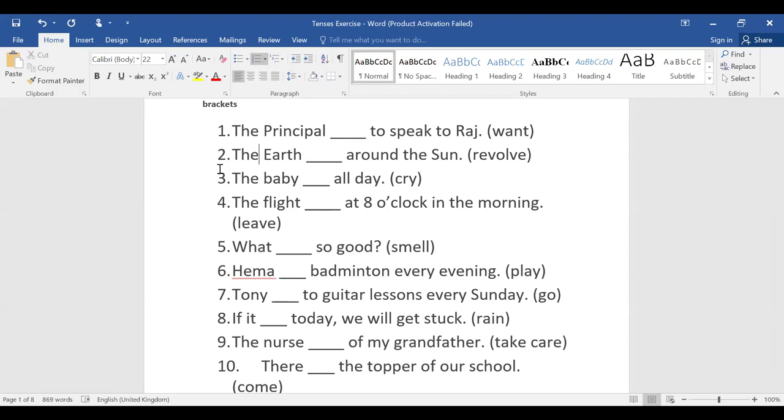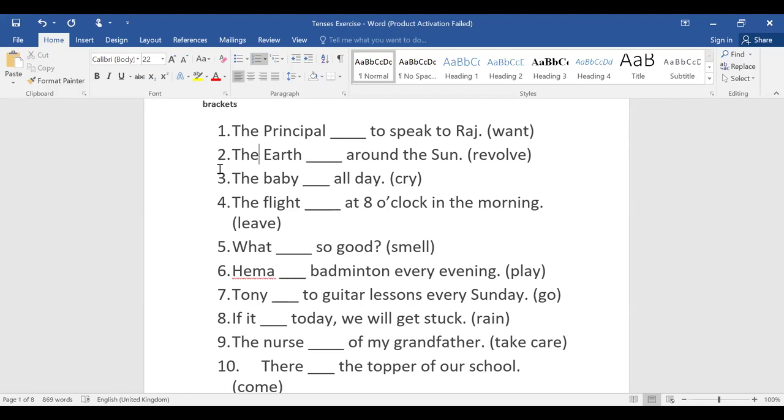So one, the principal dash to speak to Raj. Two, the earth dash around the sun, revolve around the sun. But revolve is incorrect. Put the correct form of revolve there. The baby cry all day. Now that sounds like a good sentence, but that is the wrong tense of cry for this sentence. The flight dash at 8 o'clock in the morning. What smell so good? That is a wrong sentence.